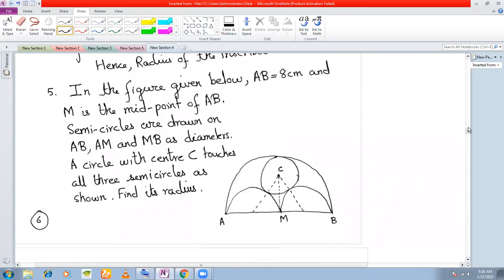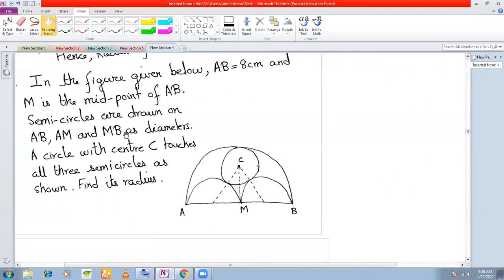Very interesting problem, this one. Observe very carefully. Let's see what is given first. In the figure given below, AB is equal to 8 centimeters. So the diameter of the semicircle is given to be 8 centimeters. M is the midpoint of AB. M is the midpoint. That means this length is 4 centimeters. And this length is 4 centimeters because M is the midpoint of AB, right? Okay.